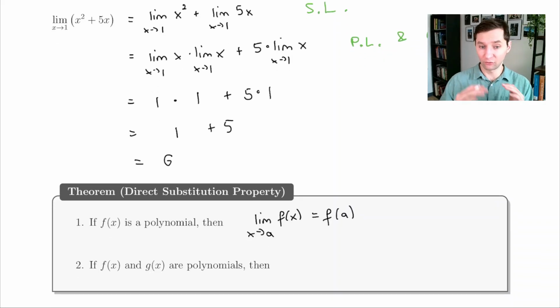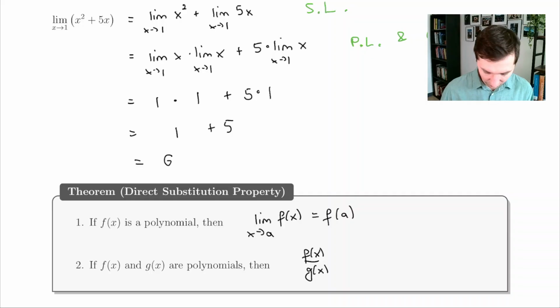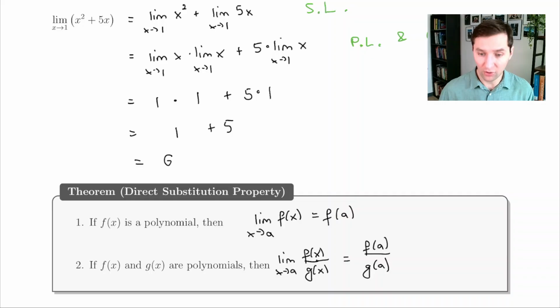Similarly, if you have two polynomials and one is divided by the other, you have f of x divided by g of x, and you want to compute the limit of this function as x goes to some number a, then what you can do is simply plug in a to the numerator and to the denominator. So to compute f of a and divide it by g of a. You can use that rule only if g of a is not 0.